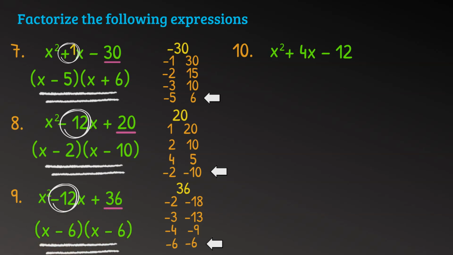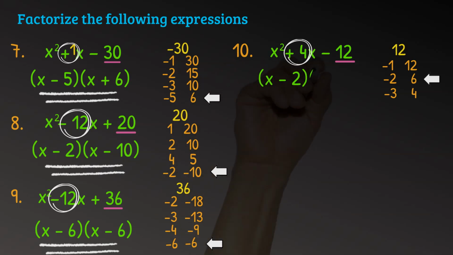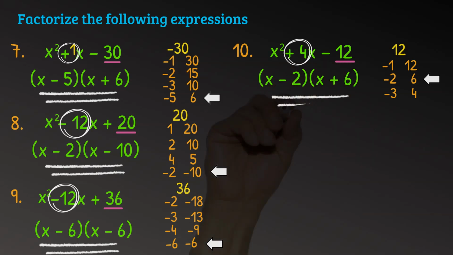And for the last question in this video, we need two numbers to multiply together to give us minus 12. A few possible solutions include minus 1 times 12, minus 2 times 6, or minus 3 times 4. However, we know the numbers have to also add up to give us plus 4. So if we look down our list, we can see that minus 2 and 6 would add up to plus 4. So the answer is x minus 2 times x plus 6.